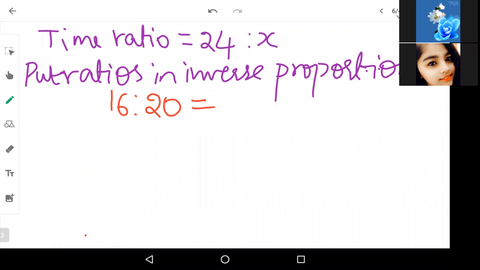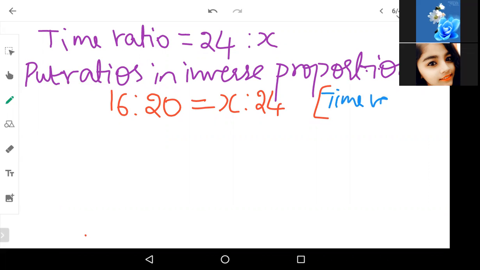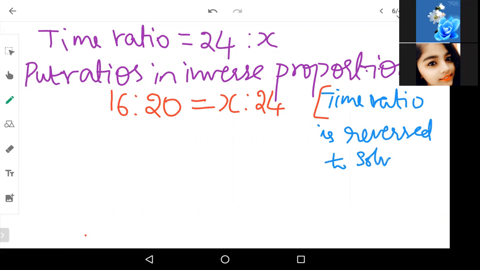Time ratio. Now this time ratio has to be reversed. Reversed means x will come first. Okay, x is to 24. It is not 24 is to x, it is x is to 24. Okay, if you are not able to understand, just write a note here: the time ratio is reversed to solve for x. Did you understand?